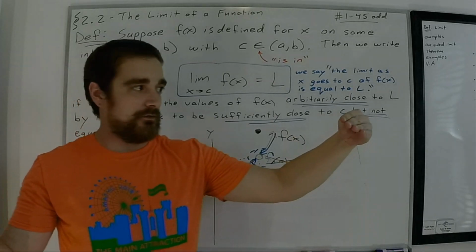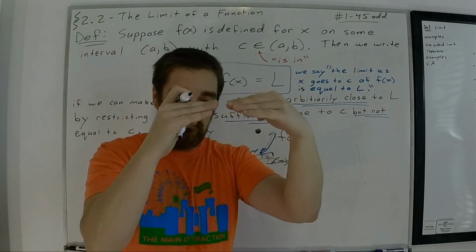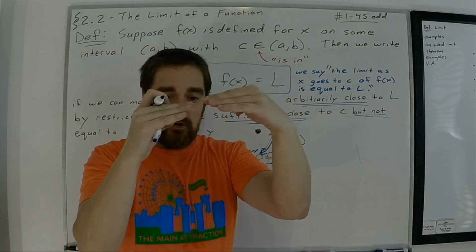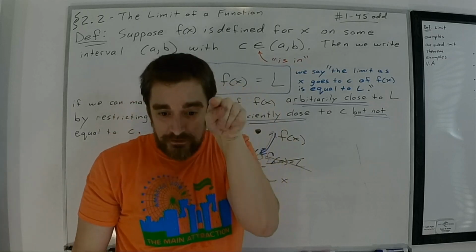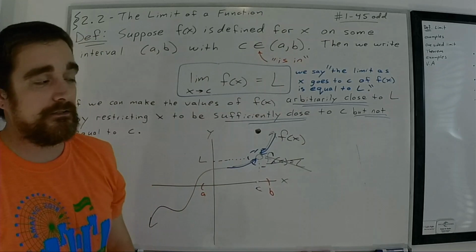So it's telling you the limit is where do I approach, and it looks like I'm approaching this value L here. But what could really be happening at the point when x is c, that could be somewhere else, or it could be completely non-existent.